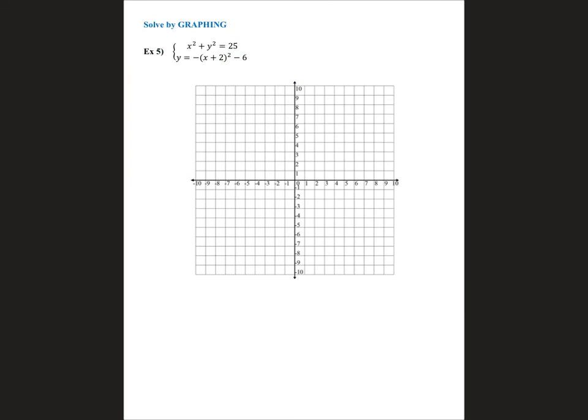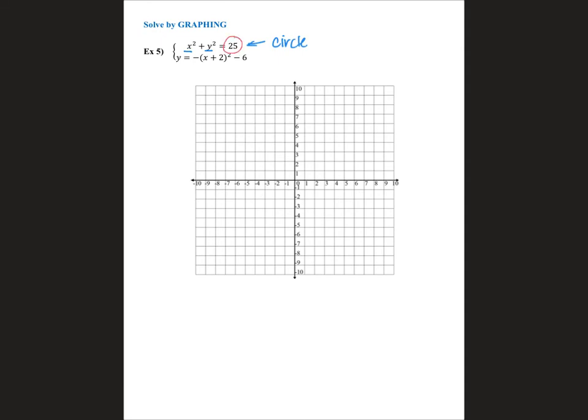Example number 5. I'm going to be focusing on graphing here because I have this nice graph patch. Let's identify our functions. The first one here is a circle. I know it's a circle because I have two squared terms. Both my x and my y are squared. So let's graph this circle. There's no shift horizontally or vertically because there's nothing added or subtracted to this x and there's nothing added or subtracted to that y.